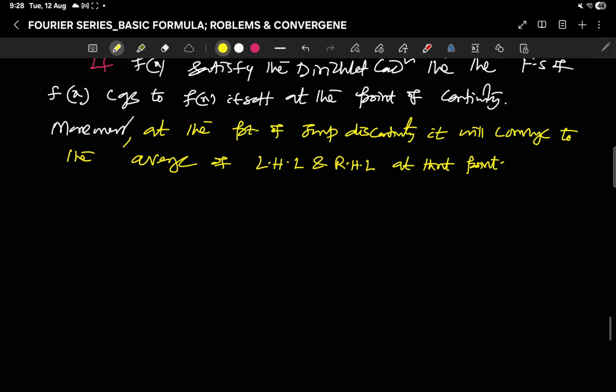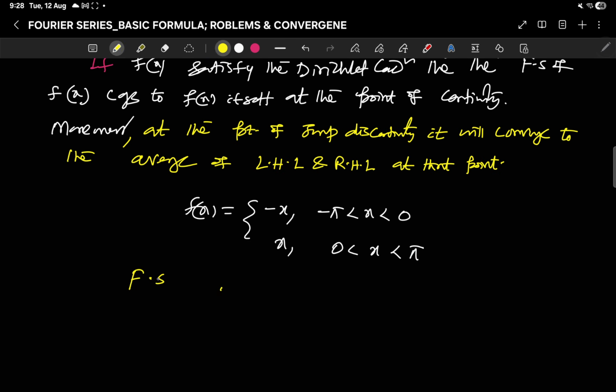In particular, suppose you are given a function, f(x) is equal to minus x for minus pi less than x less than 0, and plus x for 0 less than x less than pi. You find the Fourier series. Suppose we have the Fourier series, you obtain f(x) is approximated by the Fourier series a0 plus summation an cos nx plus bn sin nx.